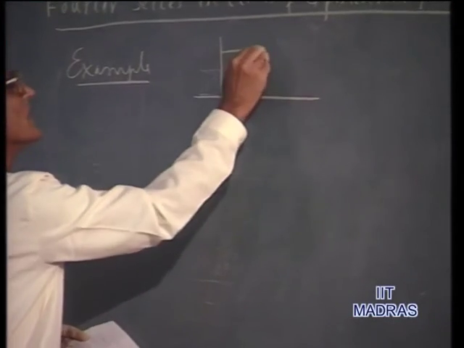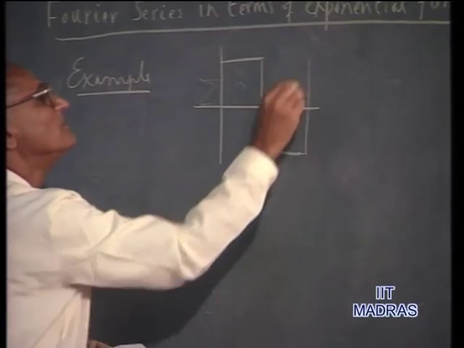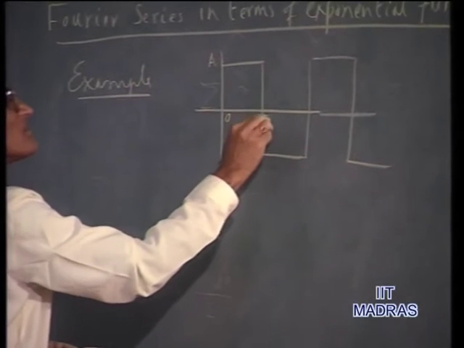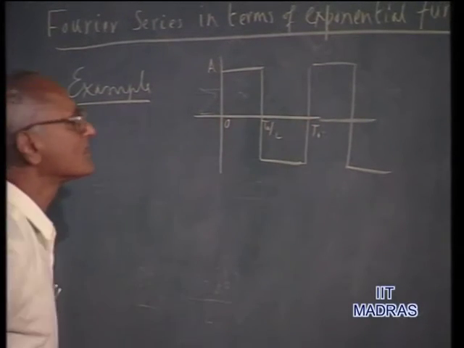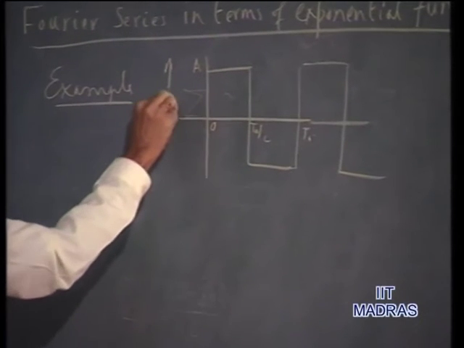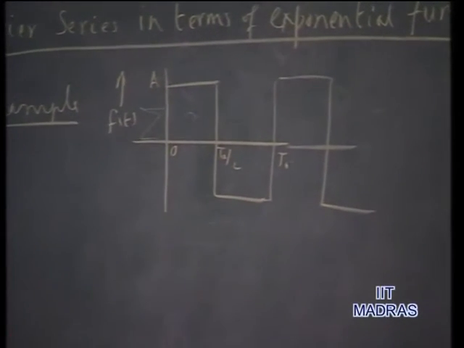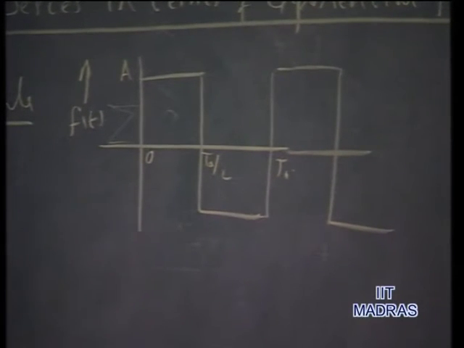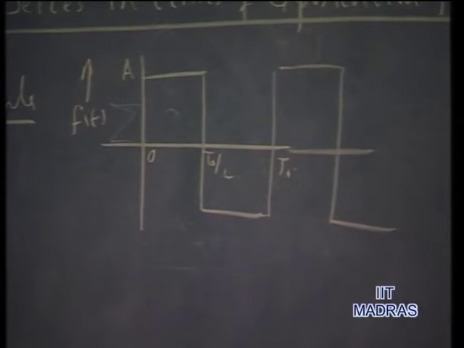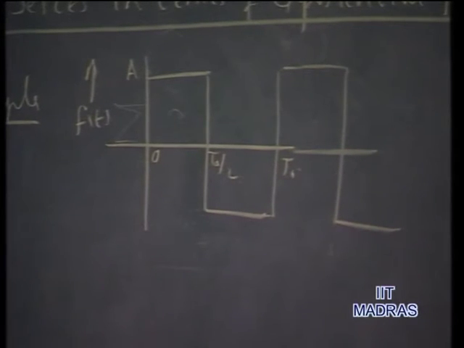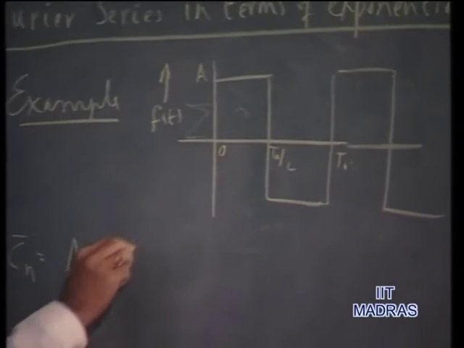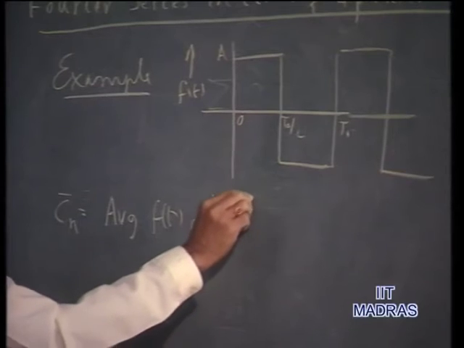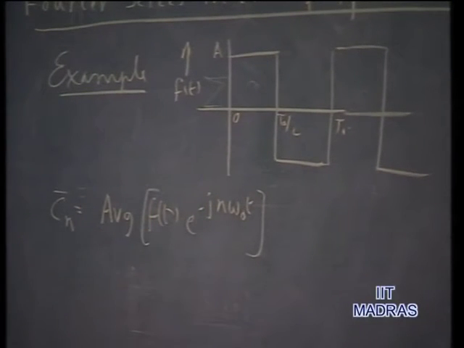We take the same example that we have worked out earlier, a square wave, because we can compare the results. So this is f of t. We would like to find out the Fourier series expansion in exponential form. So Cn would be, an easy way to remember, the average of f of t multiplied by e to the power of minus jn omega naught t. This is what we have to find out.